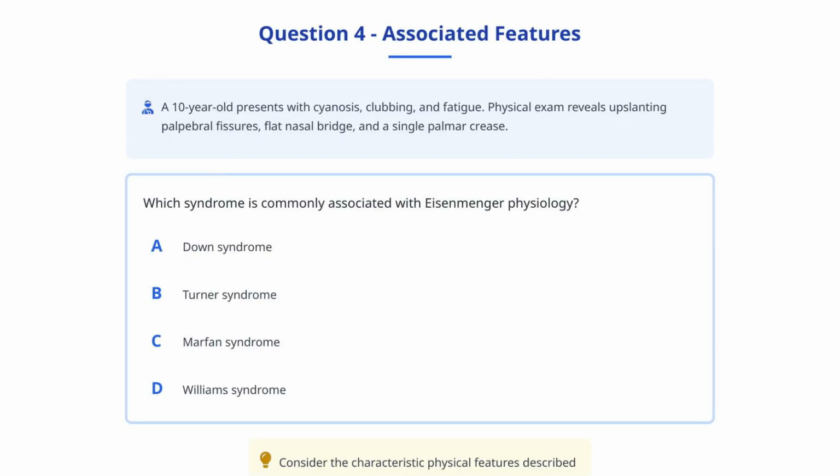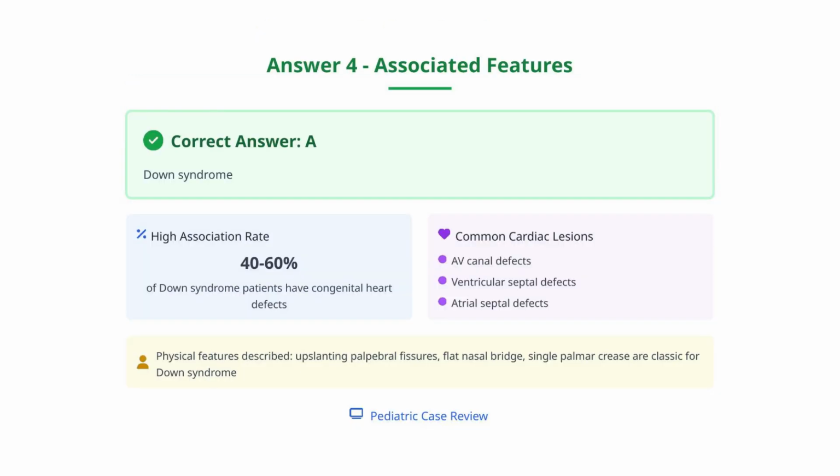For our fourth case, a 10-year-old presents with cyanosis, clubbing, and fatigue. Physical examination reveals upslanting palpebral fissures, flat nasal bridge, and single palmar crease. Which syndrome is commonly associated with Eisenmenger physiology? Is it A. Down syndrome, B. Turner syndrome, C. Marfan syndrome, or D. Williams syndrome? The correct answer is A.